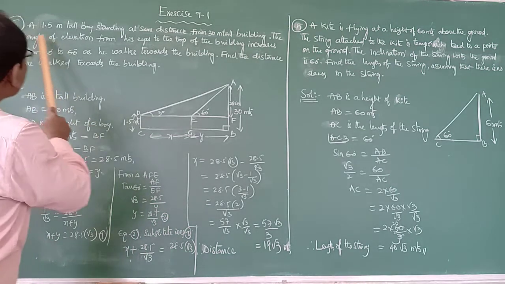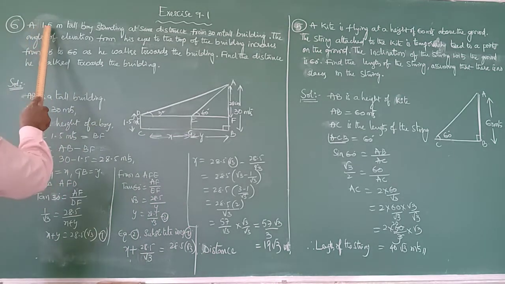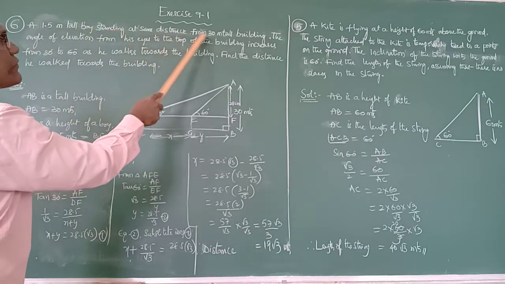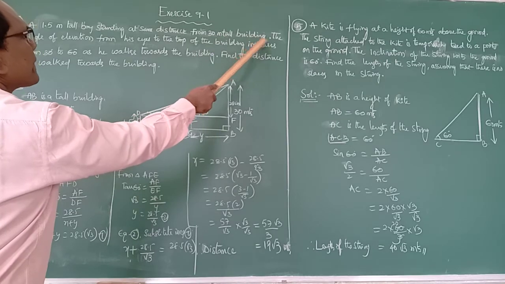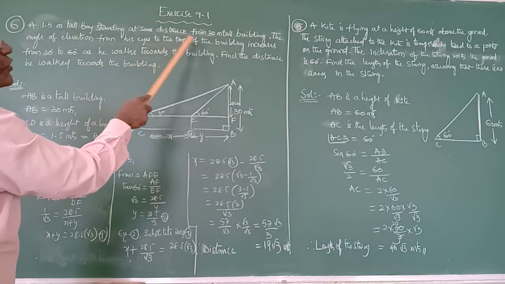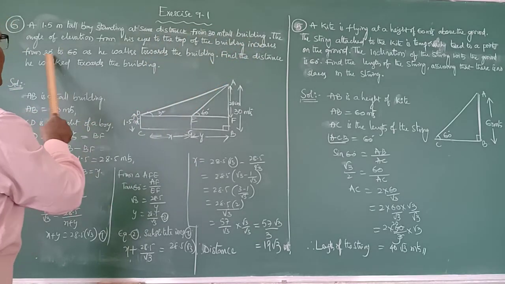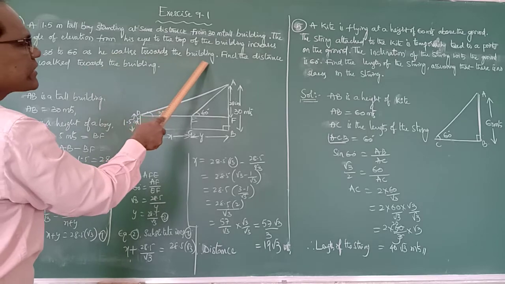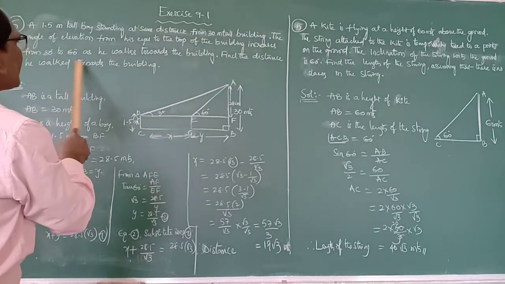Just listen carefully. A 1.5 meters tall boy is standing at some distance from a 30 meters tall building. The angle of elevation from his eyes to the top of the building increases from 30 degrees to 60 degrees as he walks towards the building. Find the distance he walked towards the building.